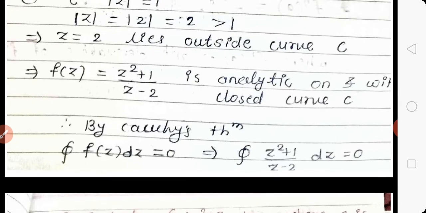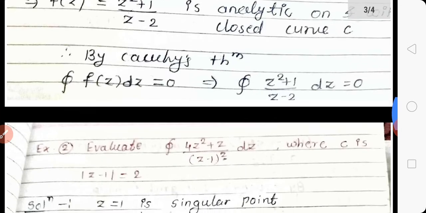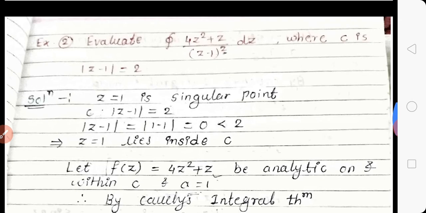If the function is analytic on and within the closed curve C, then the value of the integral is equal to 0. In this way, we find the value of integration. We see one more example of this, how to find the integration. For this, we use the Cauchy's integral differentiation formula.